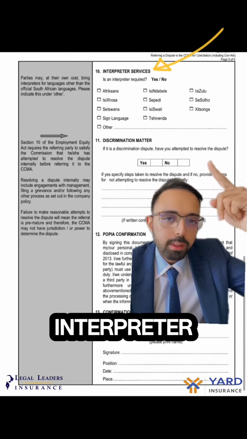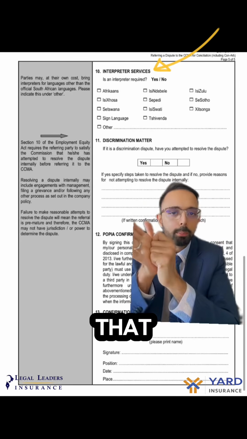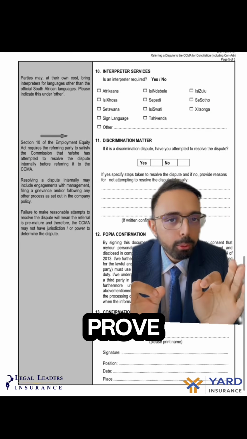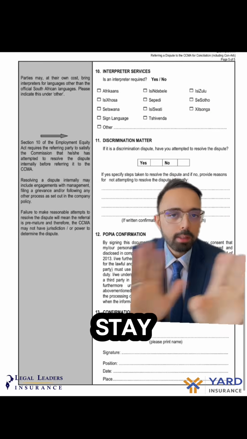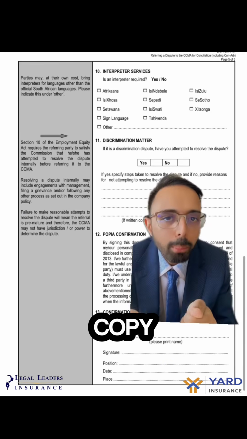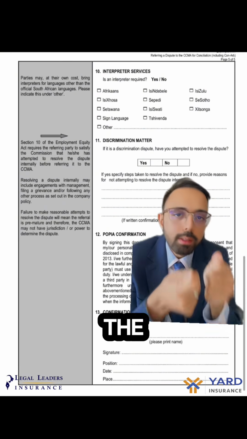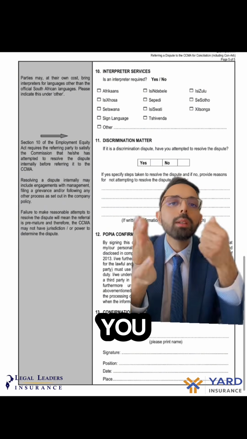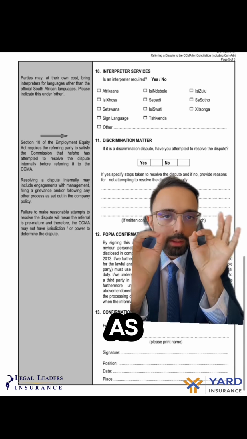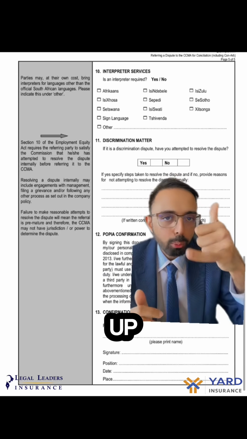Next is interpreter services. If you need that, you tick that box. Discrimination, remember what I told you before. If you can prove it, tick it. If you can't prove it, stay away from it. Sign and make sure you serve a copy on the employer. If the CCMA is going to serve it for you, double check that they do that. You should get a case reference number as quick as possible. Follow up with the CCMA.